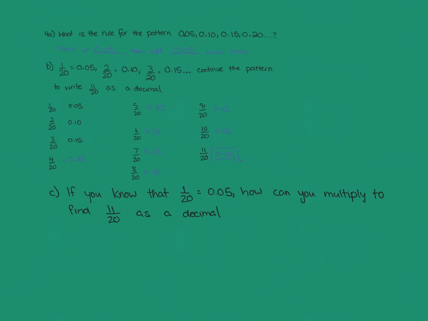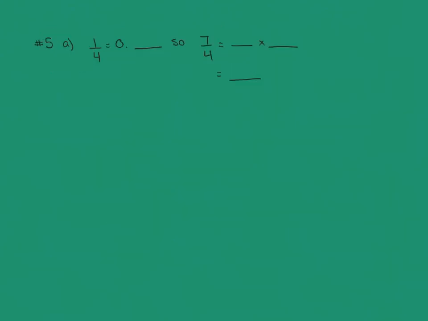Our final question asks, if you know that 1/20 is 0.05, how can you multiply to find 11/20 as a decimal? So if we think of 1/20 times what whole number? Times 11 would give us 11/20. We should be able to multiply the decimal by that. So 0.05 times 11 equals 0.55. And that gives us the same answer that we had in our earlier question. We're going to use this concept to help ourselves with question number 5.